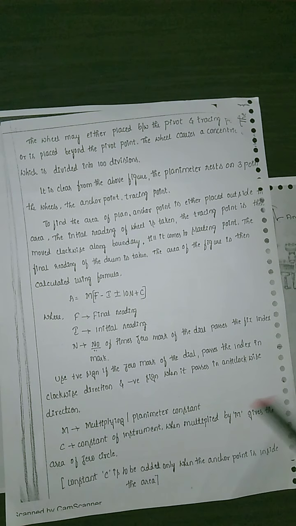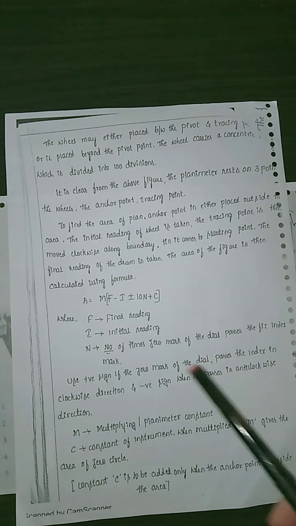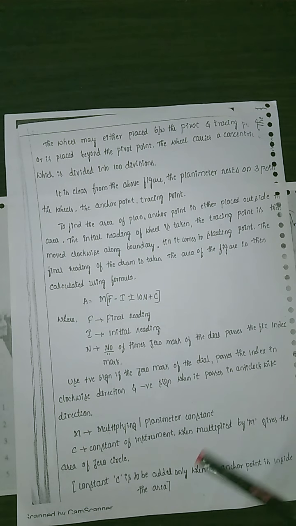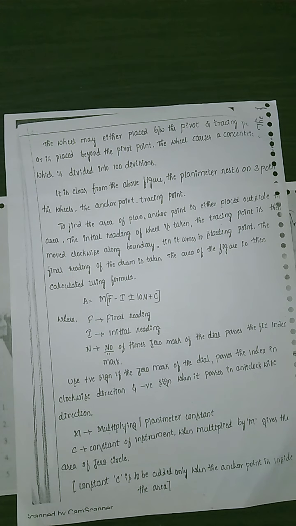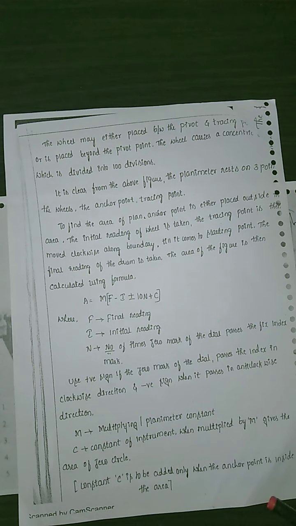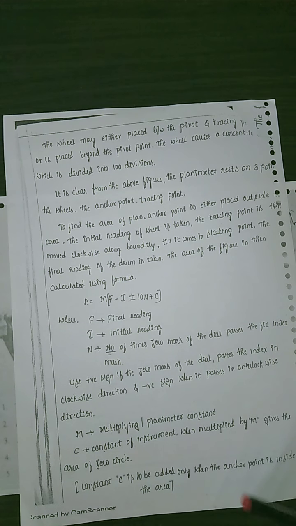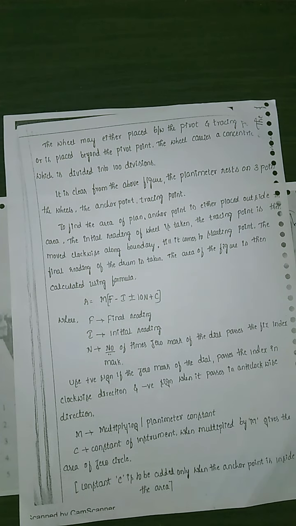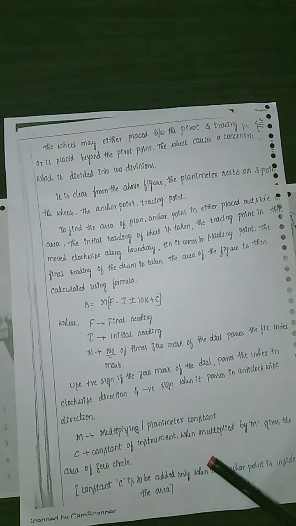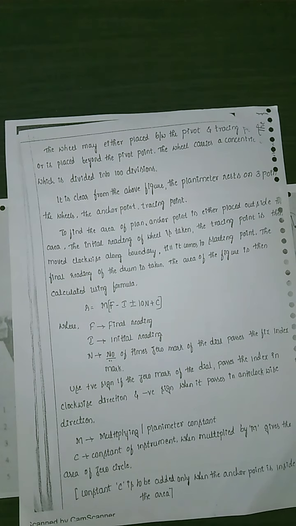M is nothing but the multiplying constant, and C is nothing but the constant of the instrument. It is multiplied by M, and gives the area of the zero circle. Now this formula we will normally be using. The constant C is to be added only when the anchor point is kept inside the area. If the anchor point is kept inside the area, then only the C value has to be taken. We need to keep this in mind when we are solving the problems.